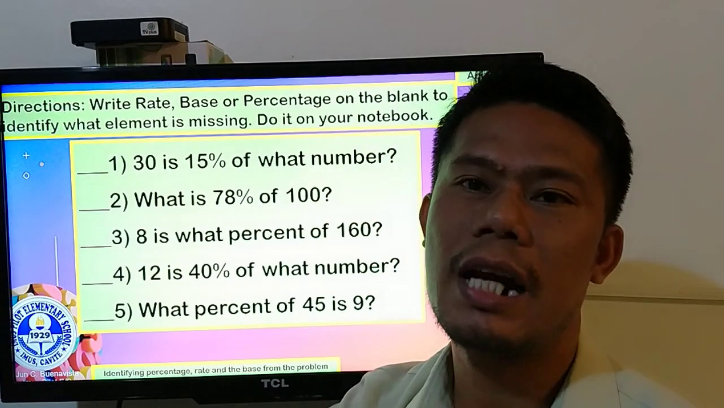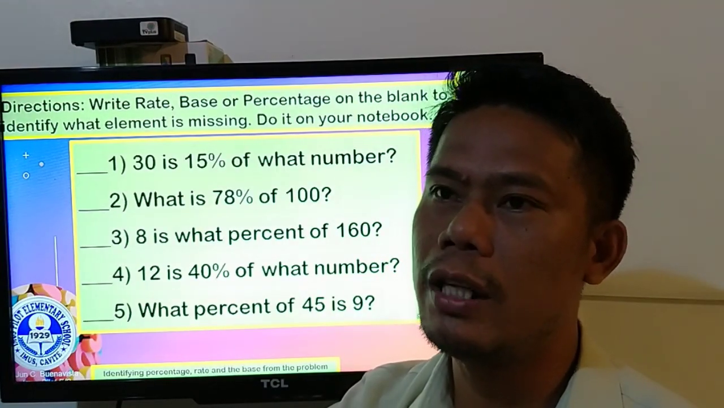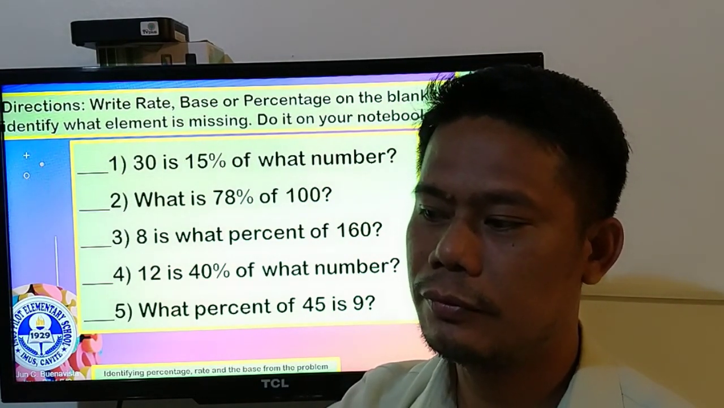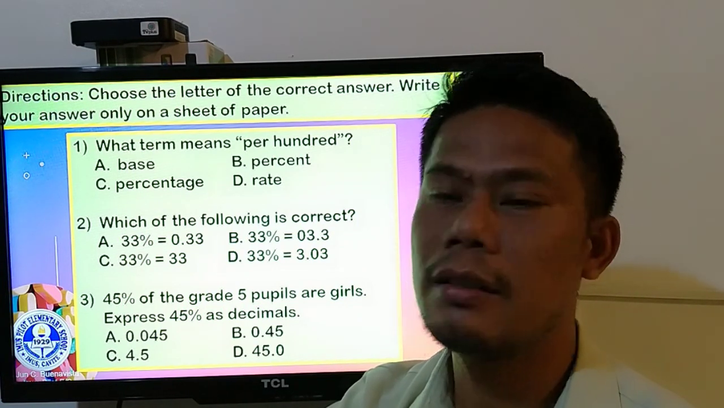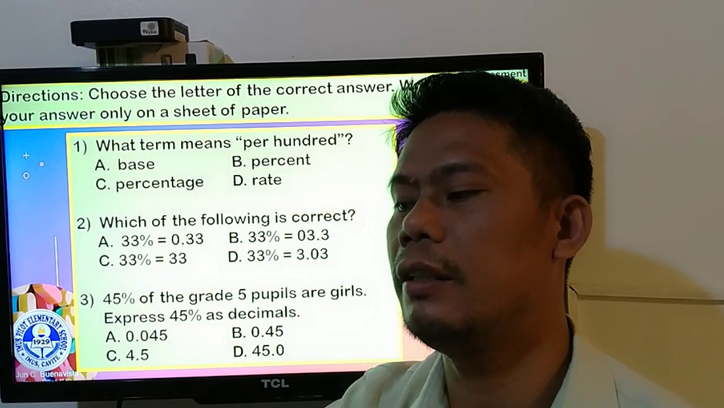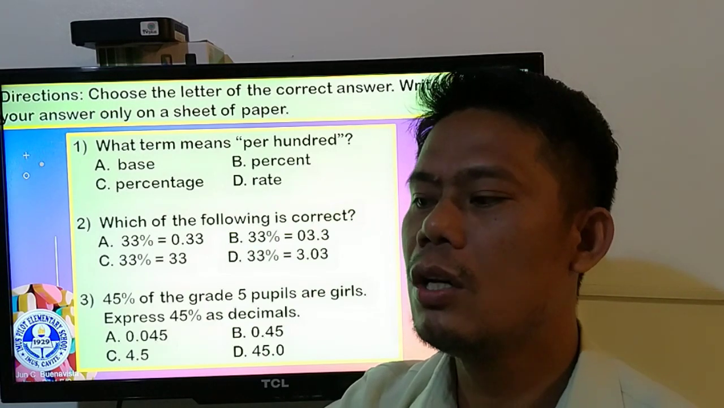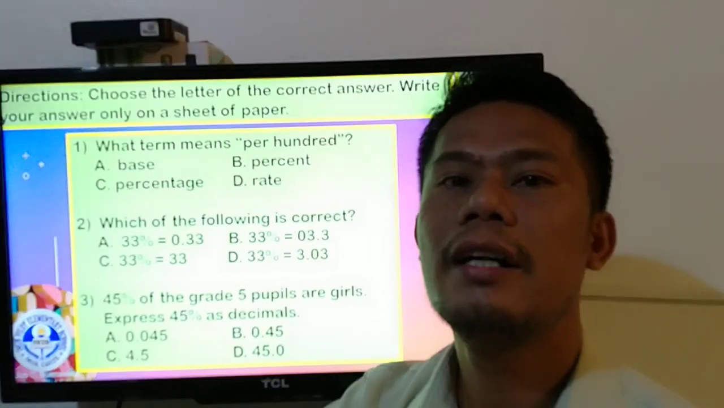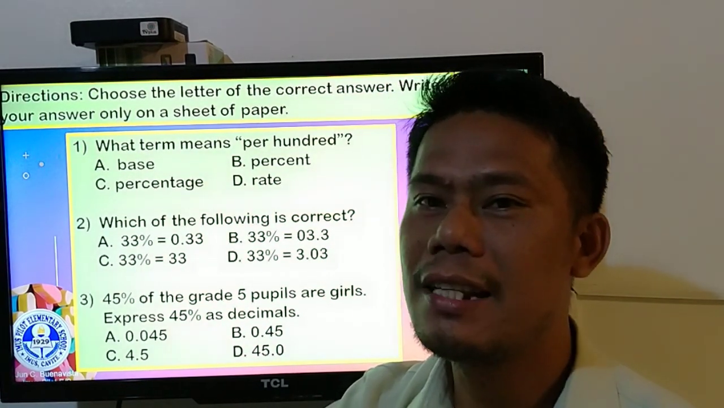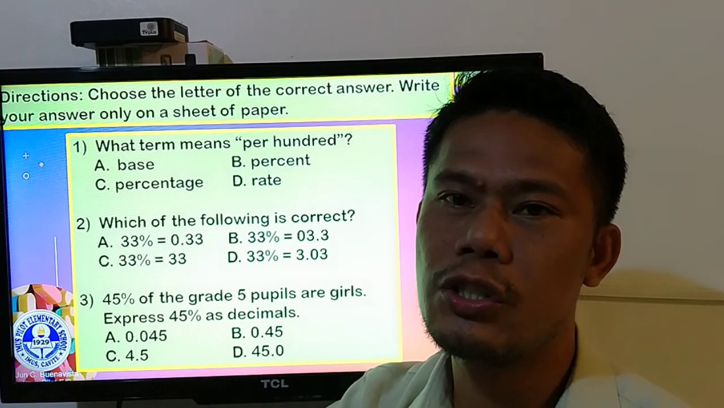Okay, let's go now to your assessment. So how many activities am I going to check? We have 3 activities. This one is your assessment test or your quiz in this week, for week 1 rather. Again, do not write the question. Choose the letter of the correct answer. Write your answers only on a sheet of paper. Answer na lang, wag nang kopyahin. I will read the question and the choices.